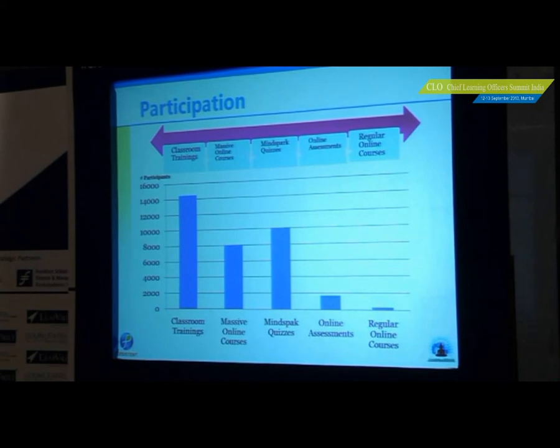So massive online courses were introduced 2 quarters back. It is catching up. A lot of people are actually enrolling for massive online because it's a combination of self-learning as well as compound learning. So there is a push also, but then there is flexibility also. So that is catching up.